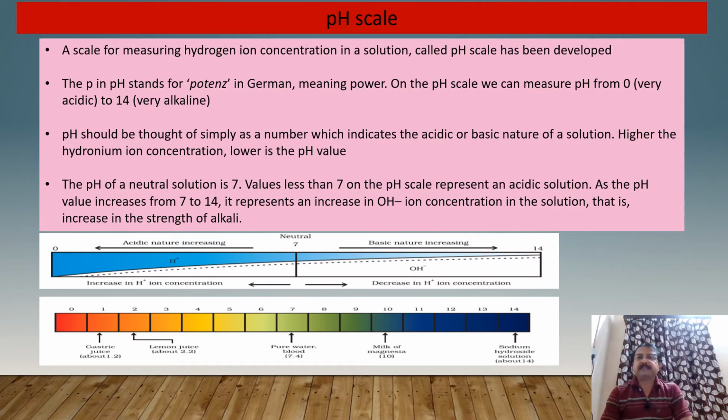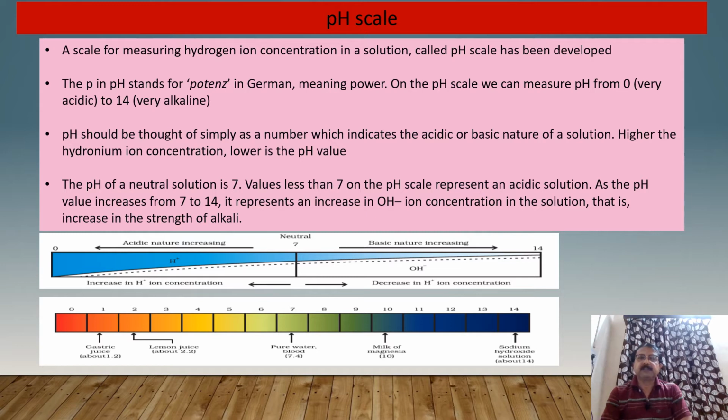On the pH scale, we can measure pH from 0 to 14. pH should be thought of simply as a number which indicates the acidic or basic nature of a solution. Higher the hydronium ion concentration, lower is the pH value. The pH value of a neutral solution is 7.